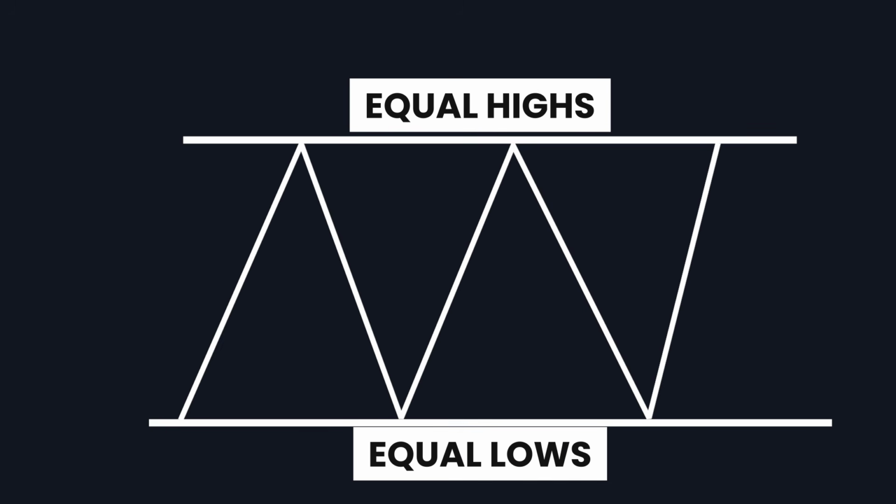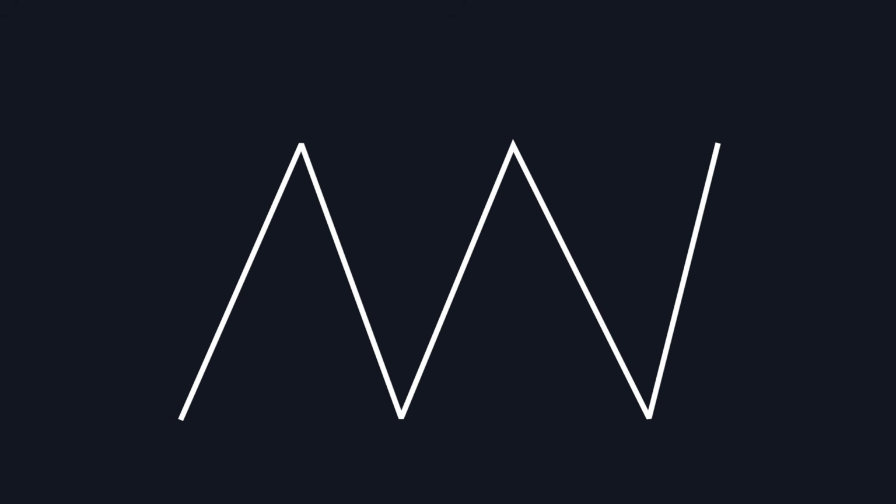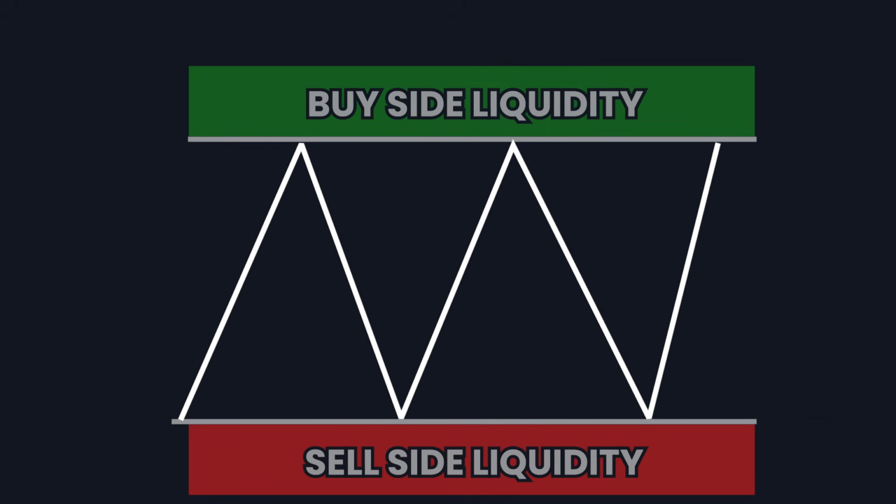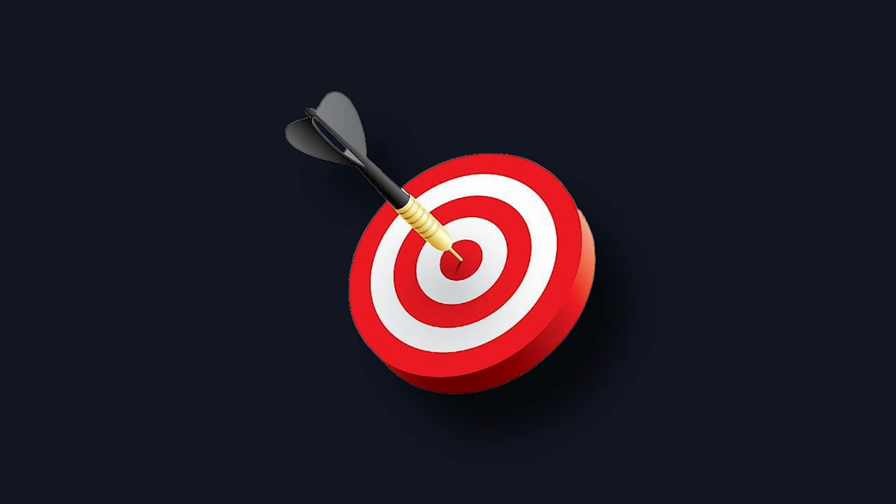When price touches the same level 2 or 3 times, every textbook says strong resistance or strong support, which means everyone positions around it, and everyone's stops pile up just beyond it. To institutions, that's not a barrier, that's a target.